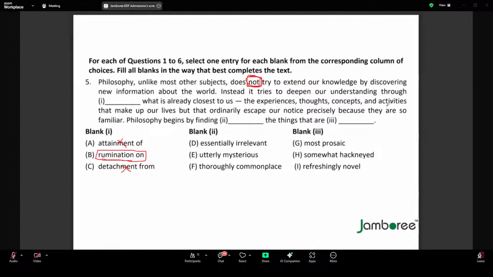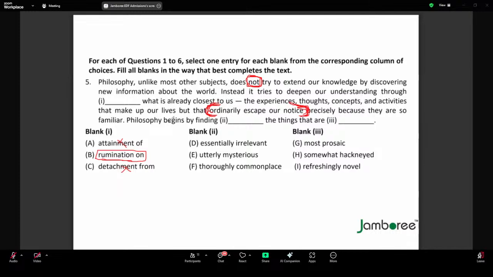Experience, thoughts, concepts, activities that make up the ordinary escape our notice precisely because they're so familiar. See, the main point is they escape our notice because they're so familiar. Sometimes people say you only notice something you lost when you lose it. Otherwise, you don't even care about it. For example, air. Suddenly you're in an area where you can't breathe, and the only thing you want in your life at that moment is just air, just oxygen. Because it's so in front of us, we don't pay attention, because it's so familiar.